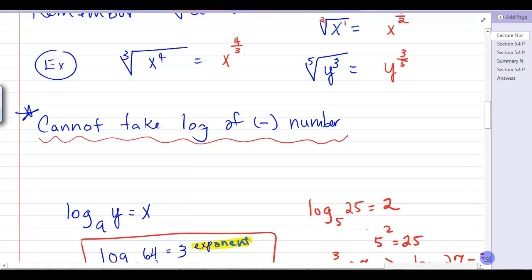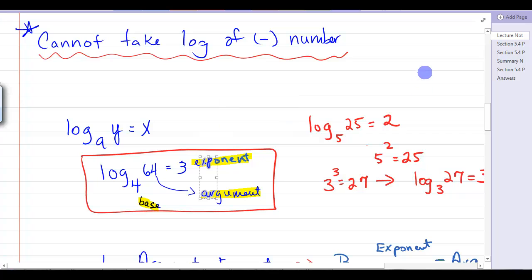All right, let's see. Let's move up here. All right, now this is important. This form, log base a of y equals x. We need to know what the parts are. The a part is the base, so I've written it with numbers here. So 4 is the base. 3 over here is the exponent, because the log expression is the exponent. And the 64 we call the argument.